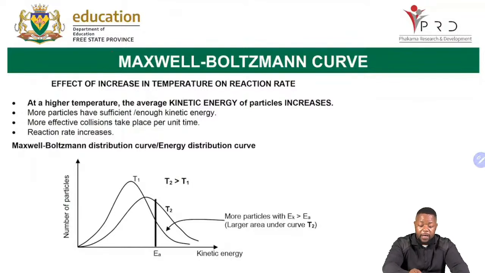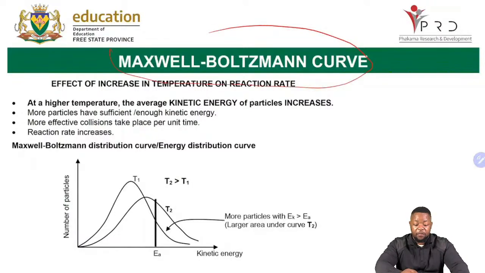Now, the Maxwell-Boltzmann distribution curve, the effect of increasing temperature on the reaction rate. We need to be able to note that the temperature can be defined as the average kinetic energy of the molecules, and therefore at a higher temperature, the average kinetic energy of the particles increases. So as the temperature increases, the molecules will start moving faster.